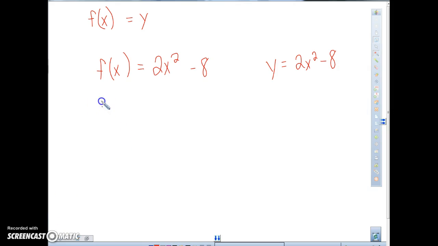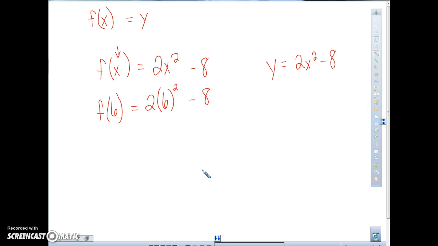So if I say that I want you to evaluate this function at 6, that means everywhere there was an x, so if you see there's an x here, I replace it with 6. Everywhere in the function, replace that x with a 6. So I have 6 squared minus 8.